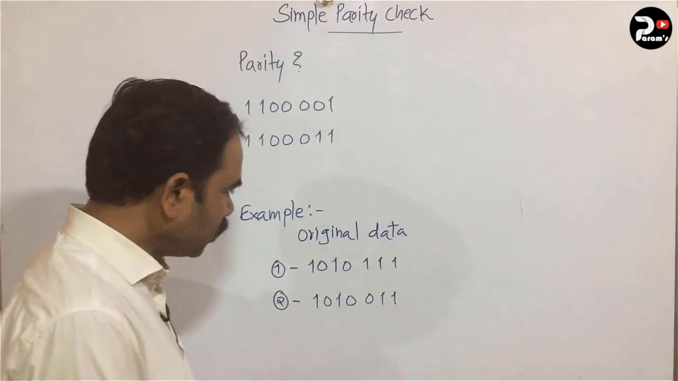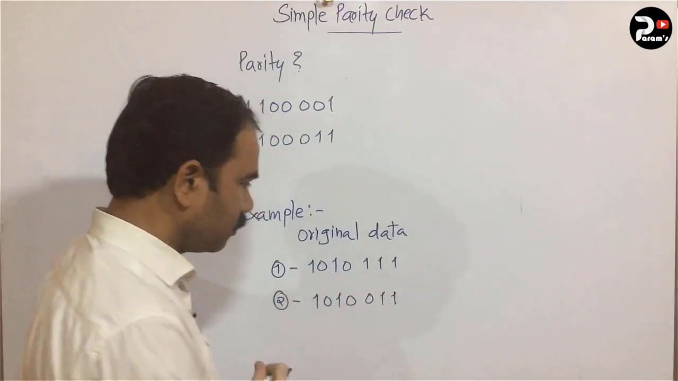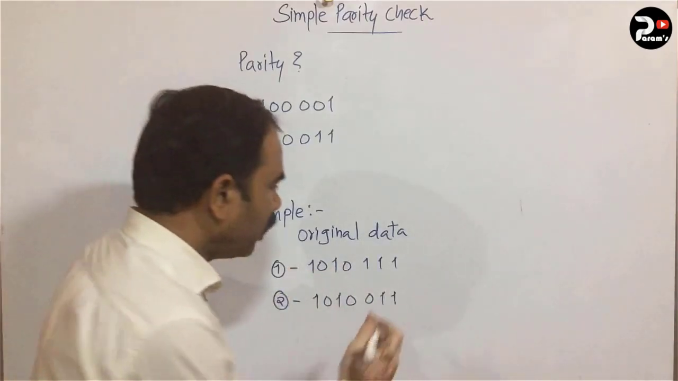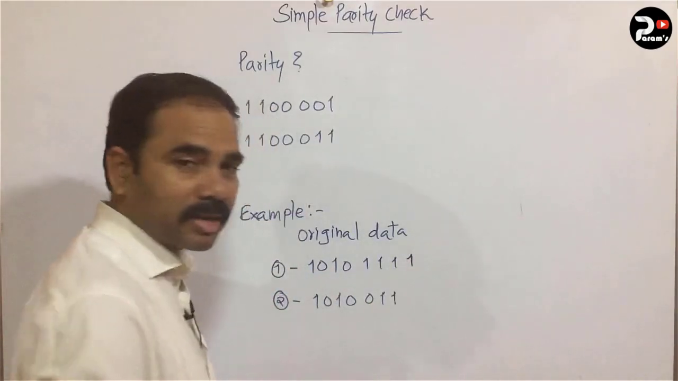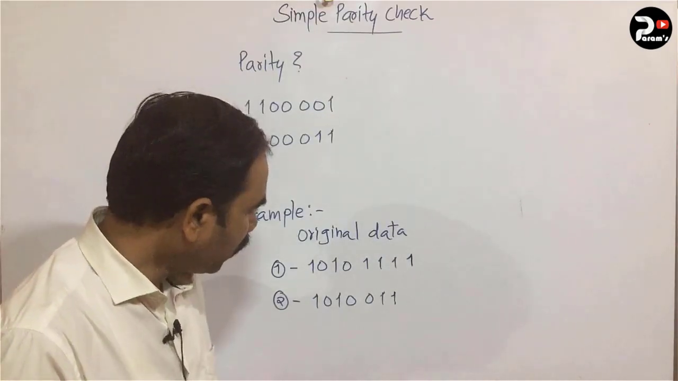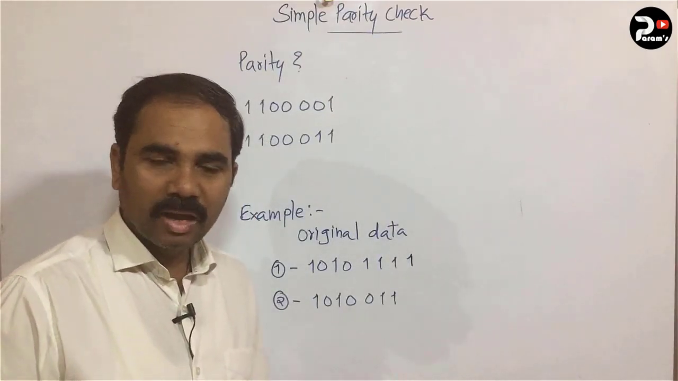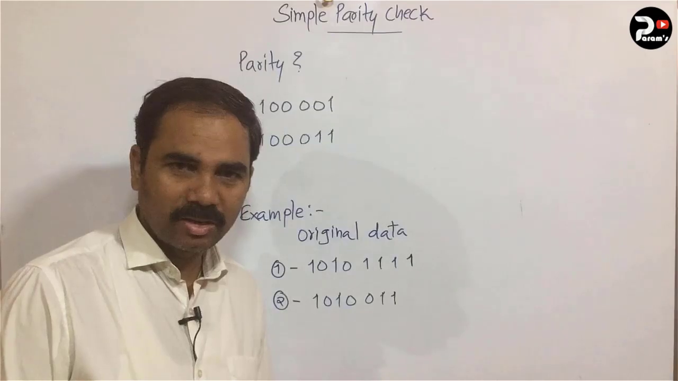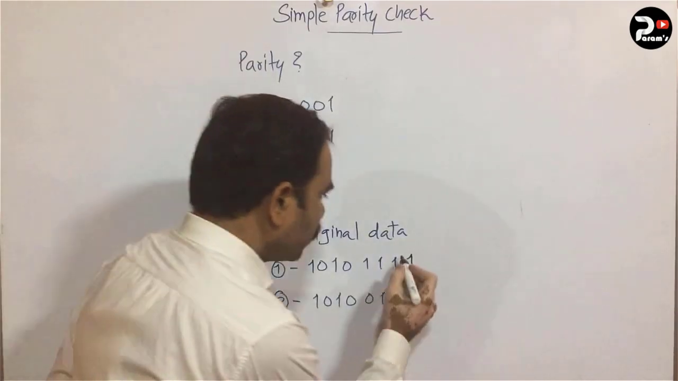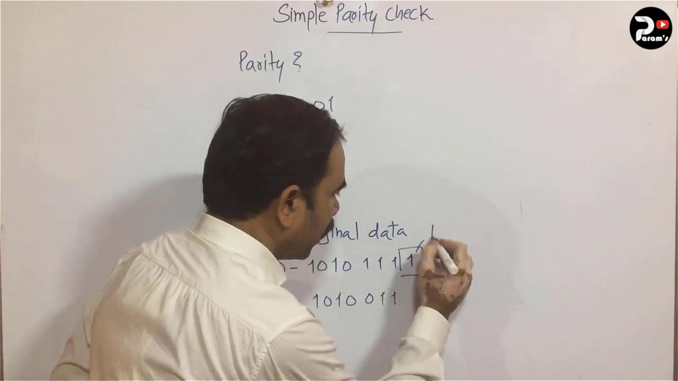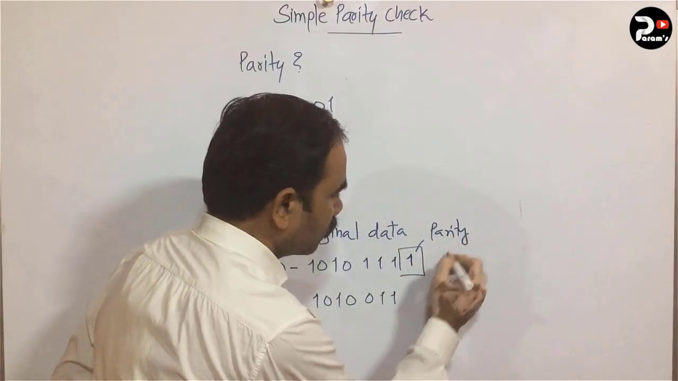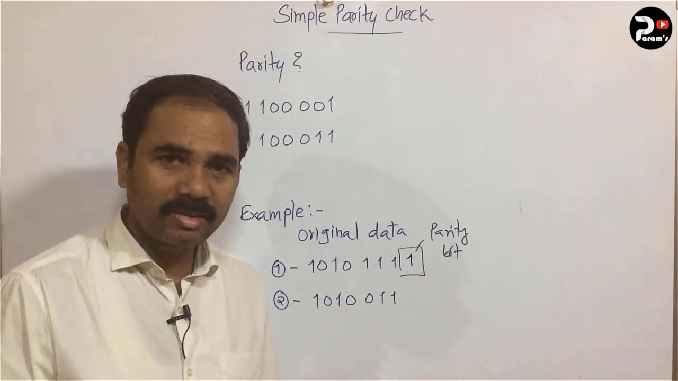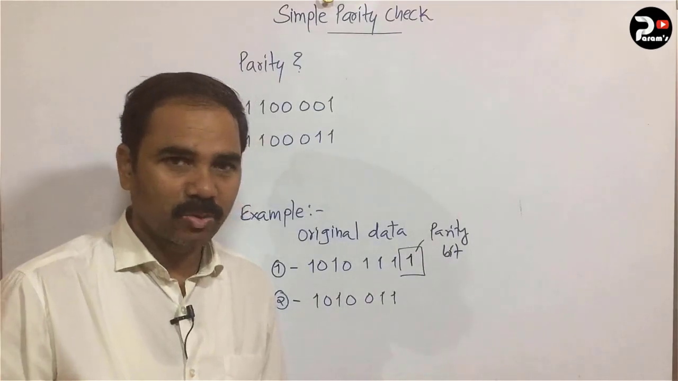So in this data unit we can say there are 5 ones. To make the parity of this data unit even, we will add 1 as a parity bit, and then there will be 6 ones. As 6 is an even number, the parity of this data unit is now even. So we say this is a parity bit, or extra bit, that will help the receiver to detect an error in the received data.